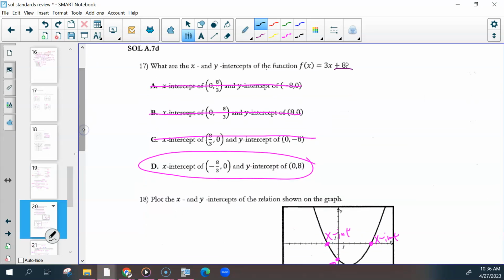A.7d is intercepts in general, so your x and y, and you just have to know which they're asking for. So for 17, the x and y intercepts of this function was d. You could have done a couple different things. Graphed the equation, saw which one matched. Looked at the equation, saw that this had a y-intercept of 8, and there's only one that matches that description. Or did it algebraically. Any of those methods would work.